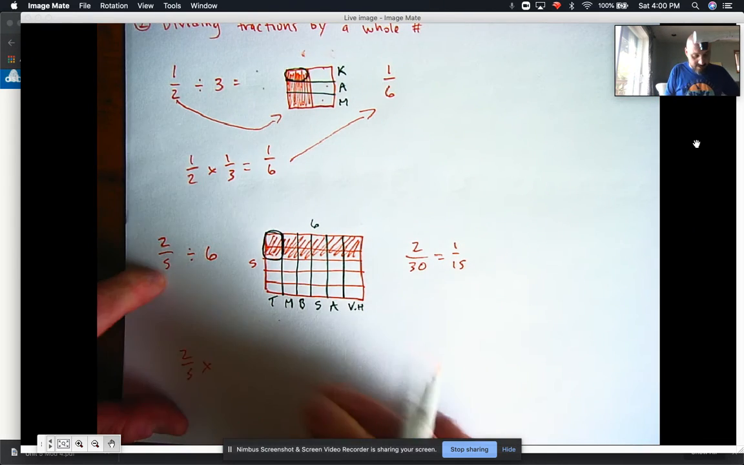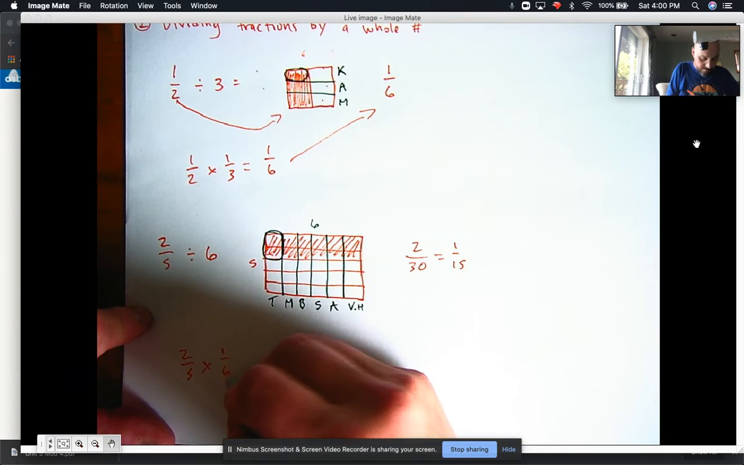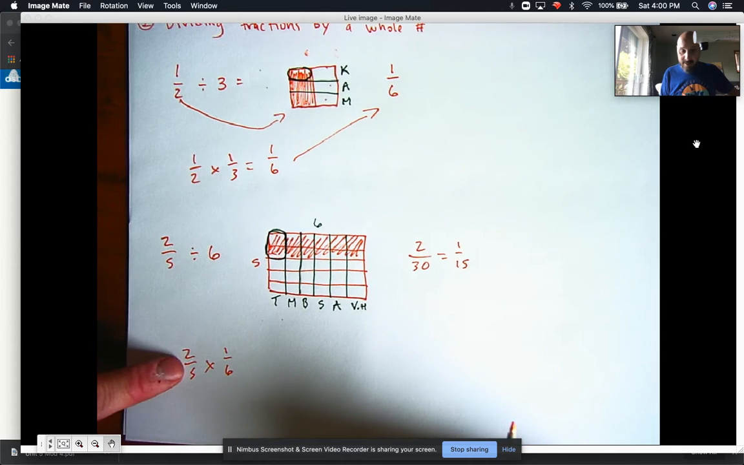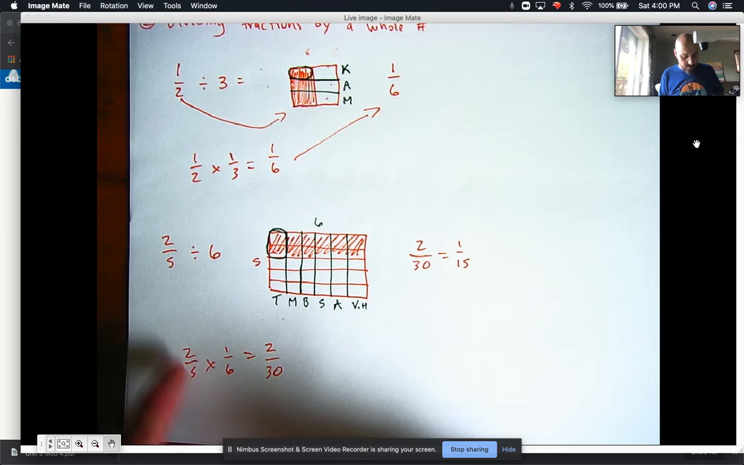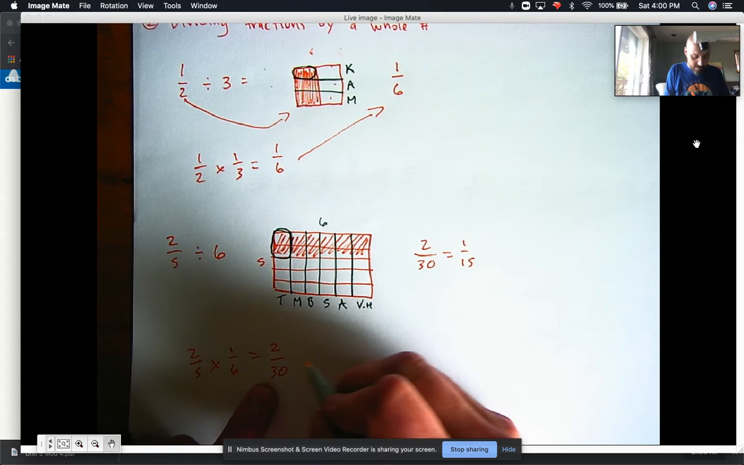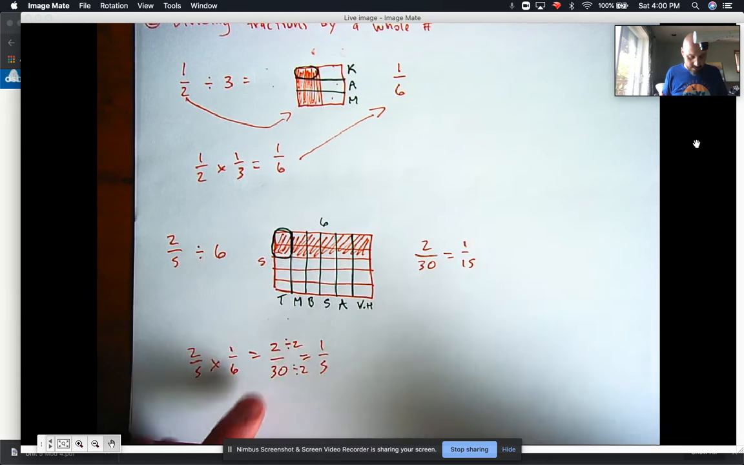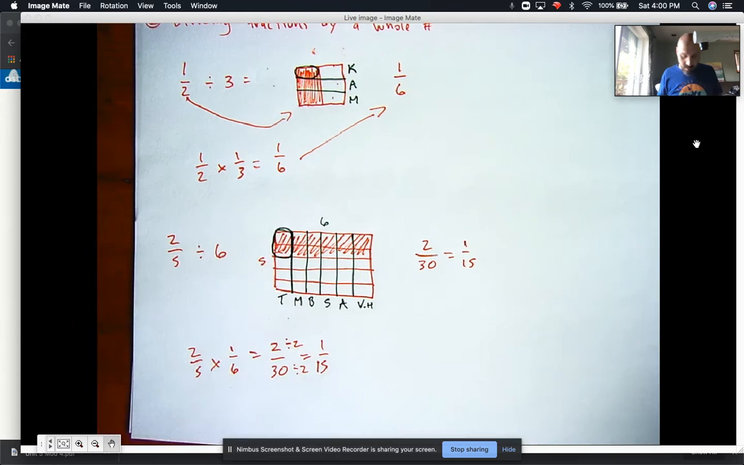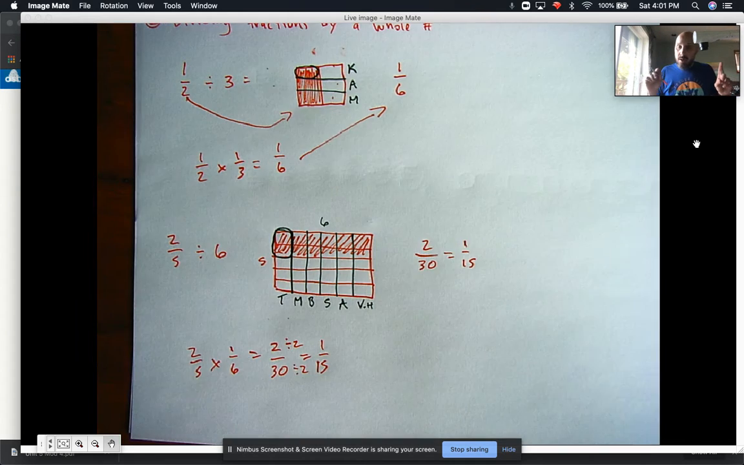If I make this 6, and if I flip the reciprocal, and I make 6 wholes into 1/6, look at that. 2 times 1 is 2, 5 times 6 is 30th, simplified into 1/15th. Okay? Let's do one more.